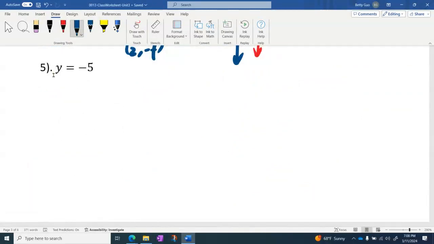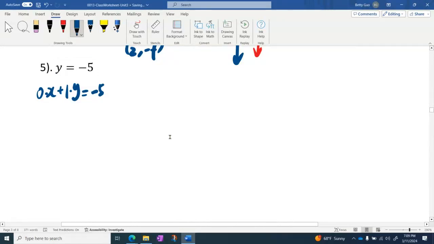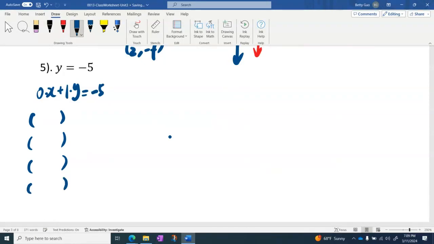Okay, last one. And you might remember this equation, y equals -5, is also a linear equation in two variables. It's missing variable x because the coefficient of x is 0. Help me out to find some solutions for this equation. If you understand the problem, question number 4, you would be able to find the solutions for number 5 very easily.